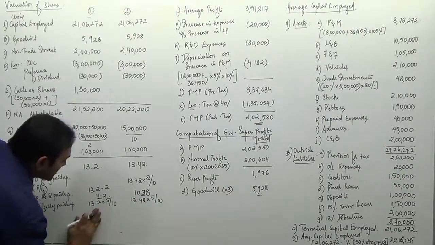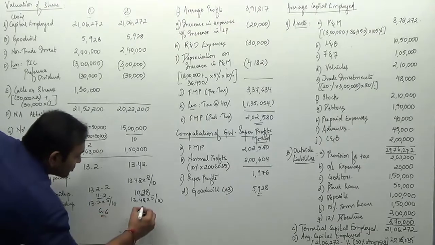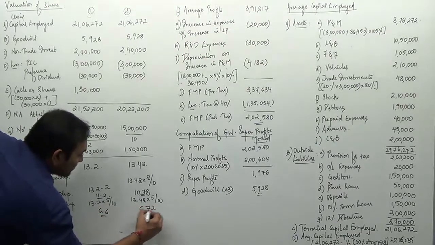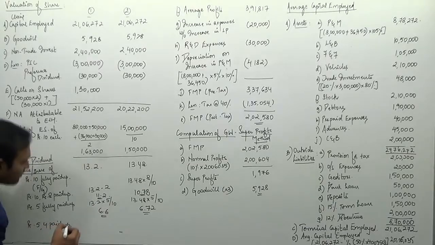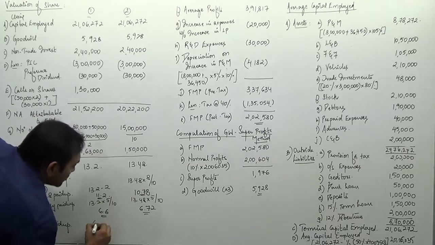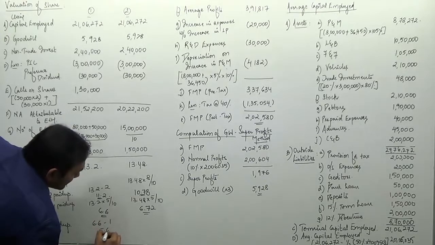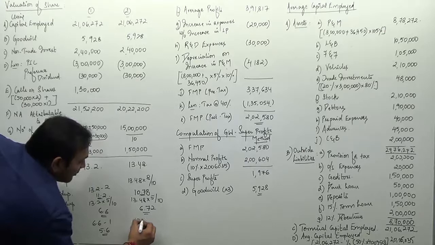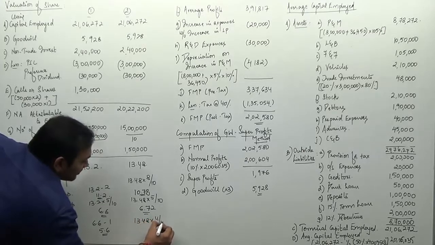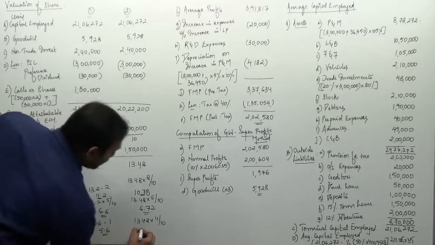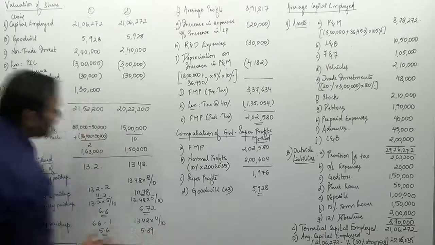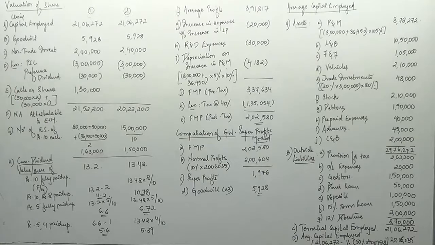First case is 6.72 for rupee 5 fully paid. Rupee 5, 4 paid up: 6.6 minus 1, answer is 5.6. Second case, 13.48 into 4 by 10, 5.39. All these are cum dividend values.